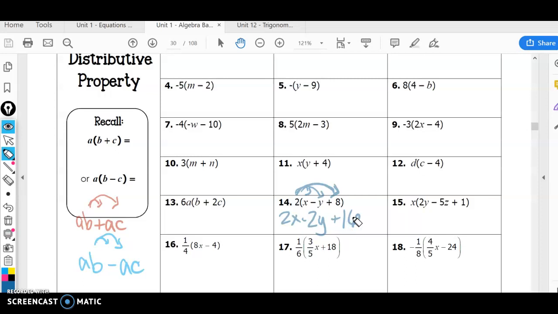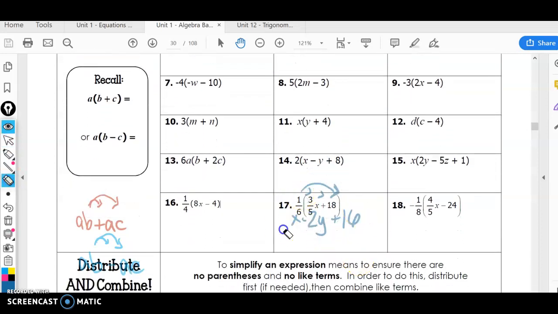You should also be able to do problems 16, 17, and 18. You should be okay multiplying fractions. Let's do 16, multiplying a 1/4 to an 8x and a 1/4 to a -4. Do not change your answers to decimals. Please keep them as fractions.